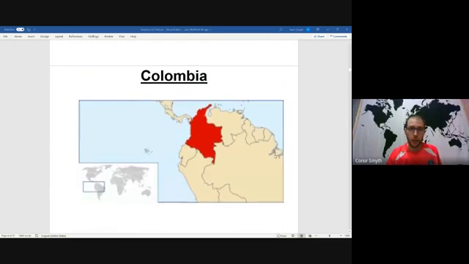Colombia has 51 million people. They're the second most populous country in South America, but they still have only about a quarter of the population that Brazil has. Wow.